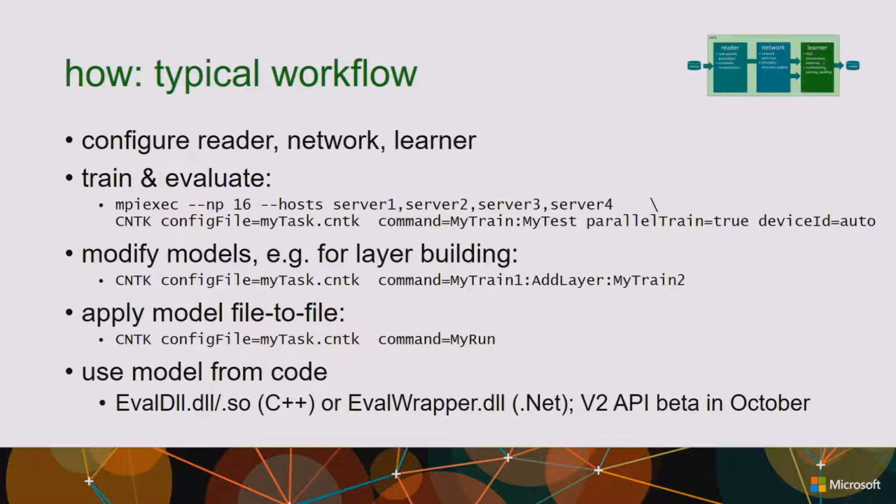Then you can do things like modify the model for incremental layer building, and you can apply a model file to file using the command line. And if you want to use the model from code, we have, at the moment, a library, eval-dll, which actually has the same name on Linux, don't know why. And in the future, you can use this new API that we're creating.